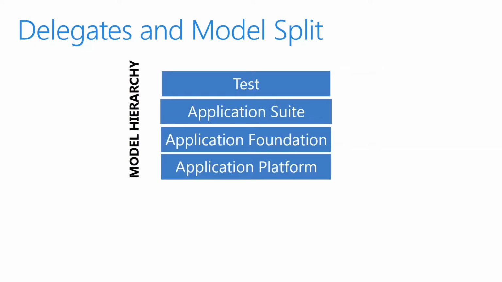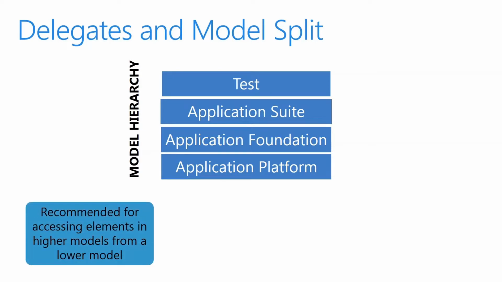Delegates allow us to access elements in higher models from a lower model. With the model split, a hierarchy has been created where a higher model can take dependencies and access elements in models below, but not in the models above. In this setup, the application suite has full access to elements in the application foundation and the application platform. Application foundation can access its own elements and those of the application platform. Finally, application platform can only access its own elements. We are also assuming we have created a custom model called test, which can access all models below.